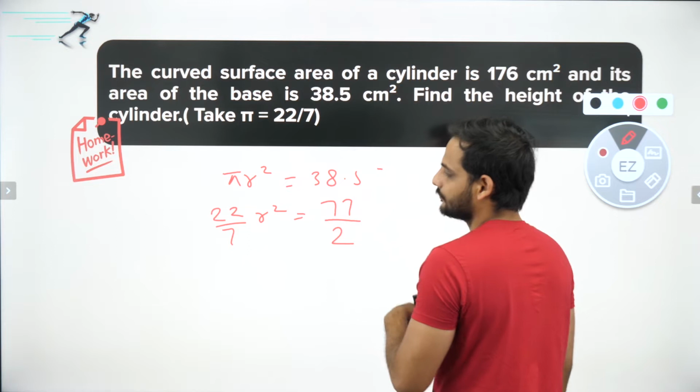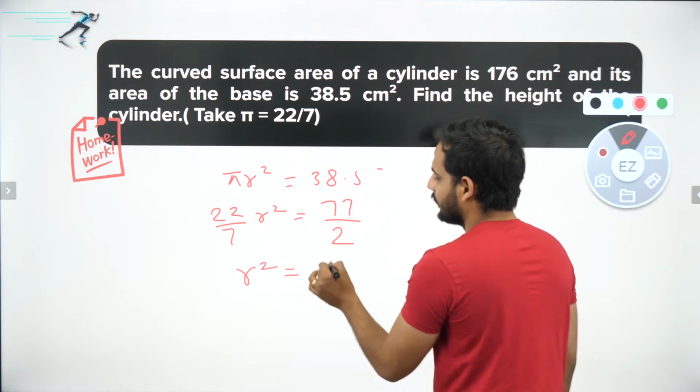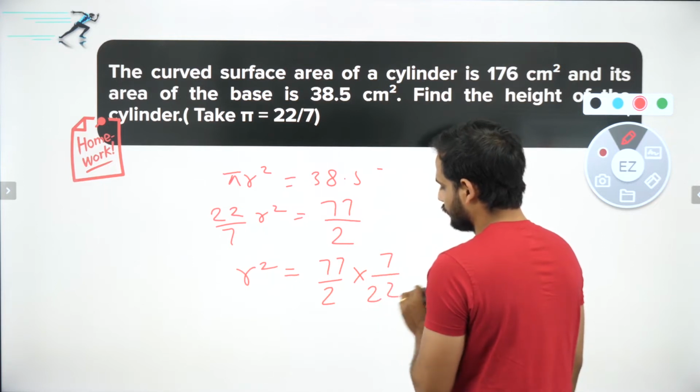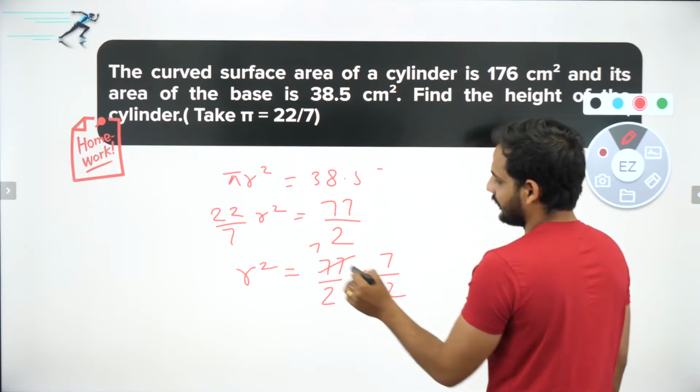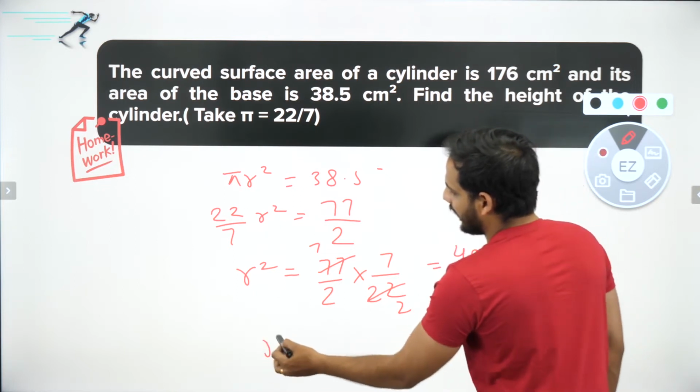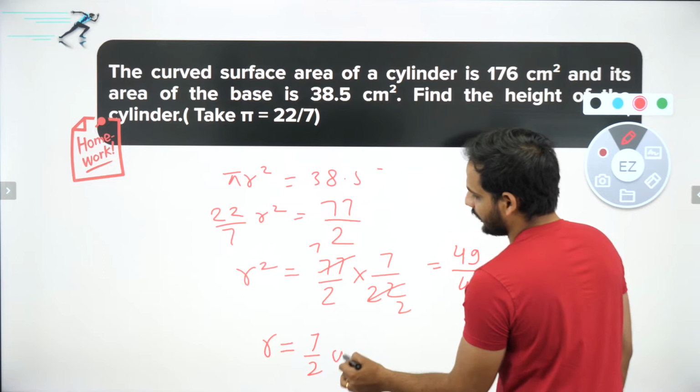77 by 2. Okay, so r square will be 77 by 2 here, and 22 by 7 will become 7 by 22. So here you can see 11 7s are 77, 11 2s are 22. So you are getting 49 by 4. That means r will be equal to 7 by 2 centimeter.